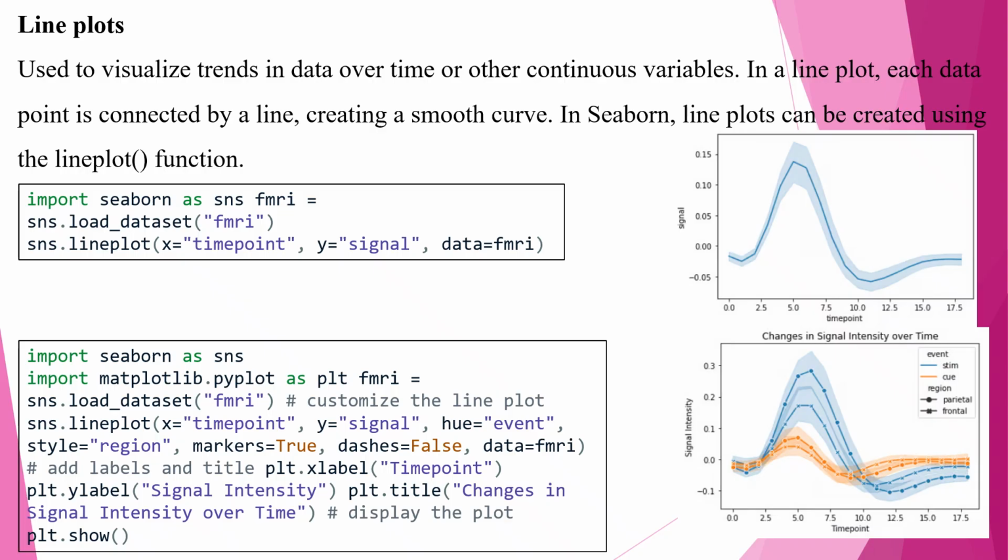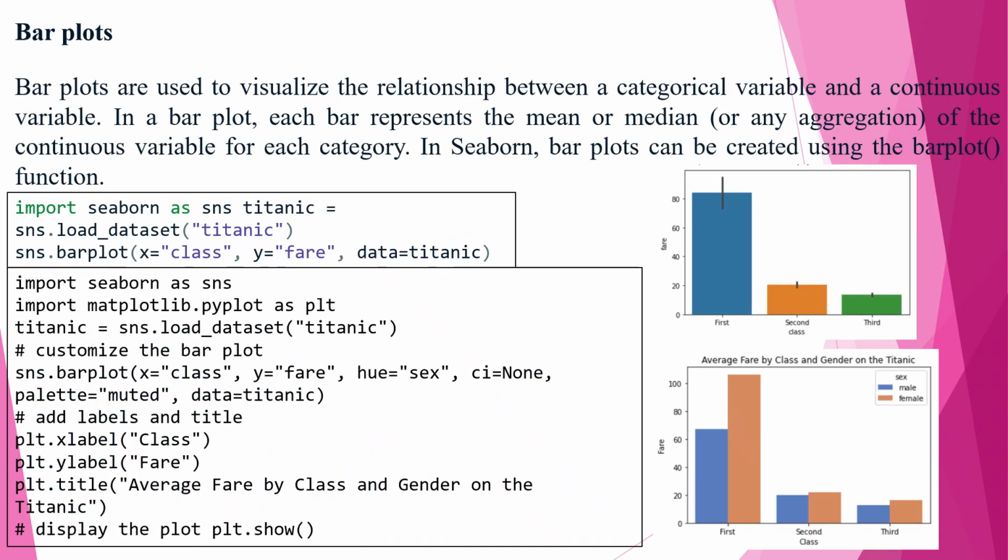In the second example, additional customization is applied where the hue parameter is used to separate different categories, style is used to vary line appearance, and markers are added for better visibility of data points. Labels and a title are also included to make the plot more informative. Overall, line plots are very useful for analyzing trends and comparing multiple groups over time.